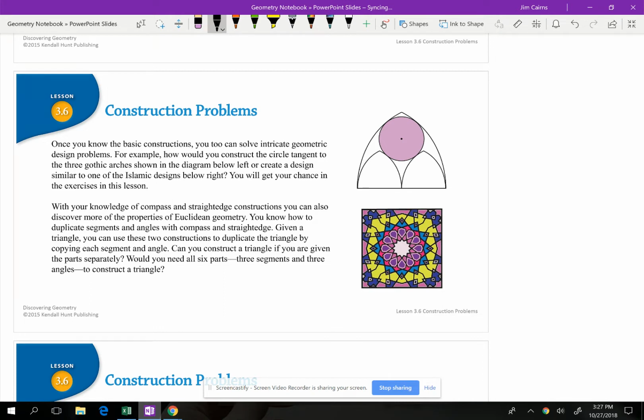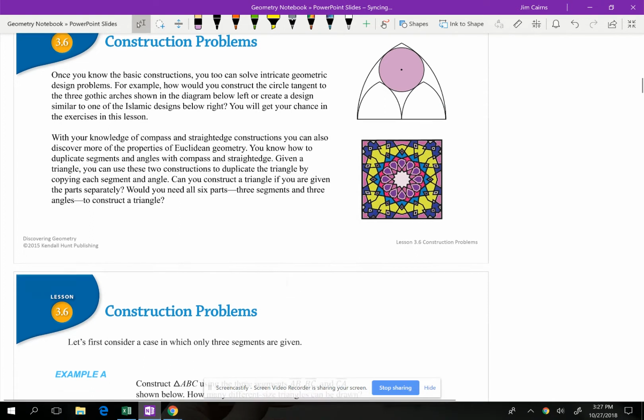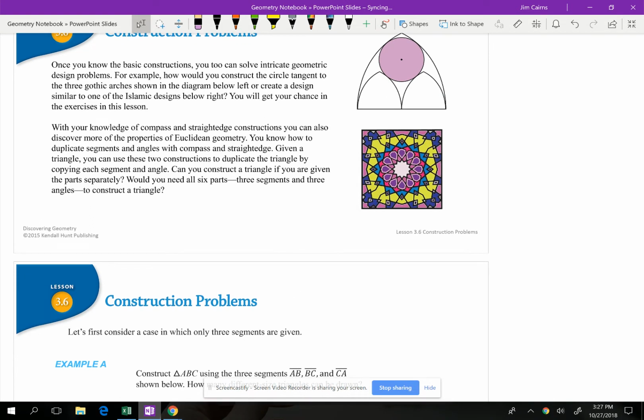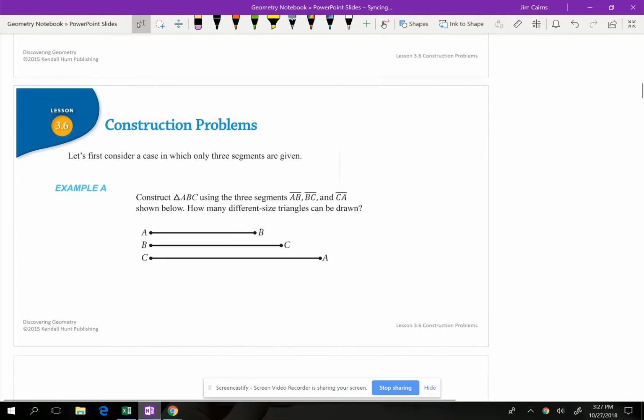So with your knowledge of compass and straight edge constructions, you can also discover more of the properties of Euclidean geometry. You know how to duplicate segments and angles with compass and straight edge. Given a triangle, you can use these constructions to duplicate a triangle by copying each segment and angle. Can you construct a triangle if you are given the parts separately? Would you need all 6 parts, 3 segments and 3 angles, to construct a triangle?